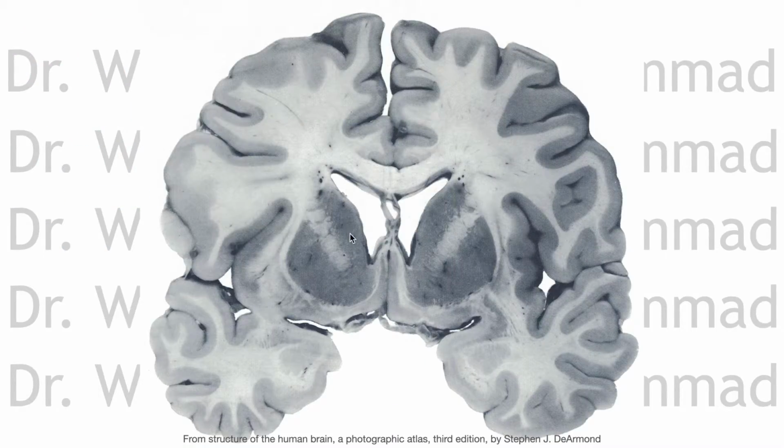This is a coronal section showing the caudate nucleus and the lentiform nucleus connected anteriorly with the caudate nucleus. This is the corpus callosum, of course, and this is the lateral ventricle, and this is the septum pellucidum, separating the two lateral ventricles.